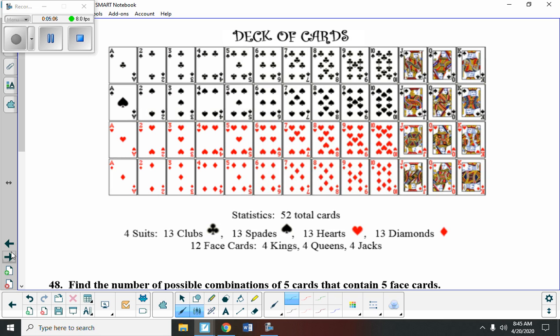All right, now let's work with cards. So this is a deck of cards. You'll want to make sure you know how a deck of cards is set up. We have 52 cards altogether. Half are black, half are red. We have 4 suits: clubs, spades, hearts, and diamonds. And we have 12 face cards, Jack, Queen, King in every suit.